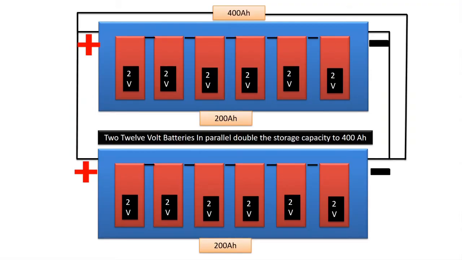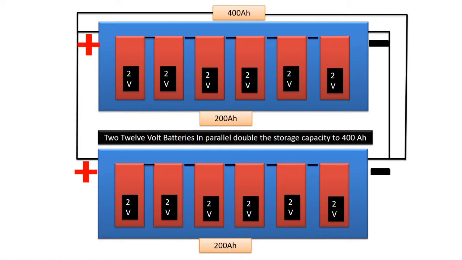Connecting two 12-volt batteries in parallel, however, allows us to add the capacity of the first battery to the second battery, and the result is a 400 amp-hour battery bank. That's great news because now we have more time to stay out in the boondocks or watch TV, play video games, surf the net, or run medical devices.